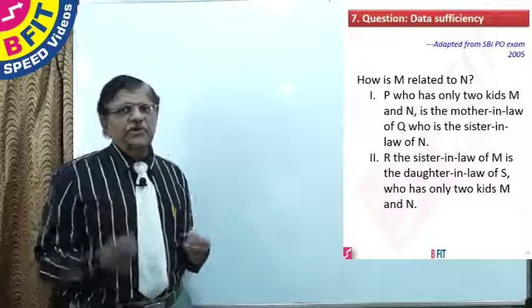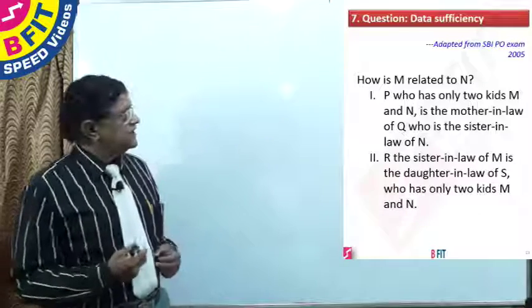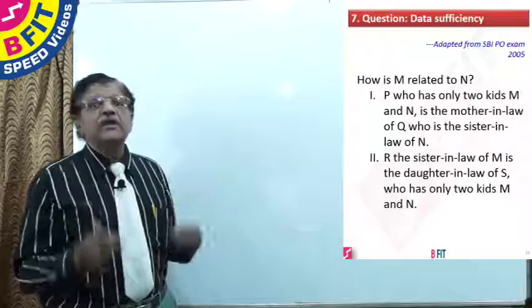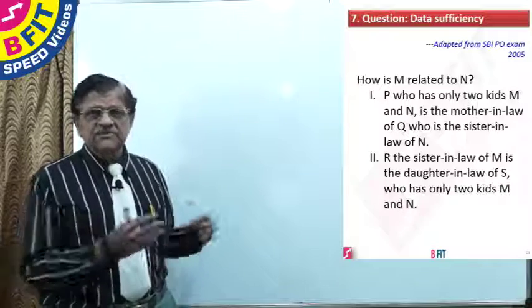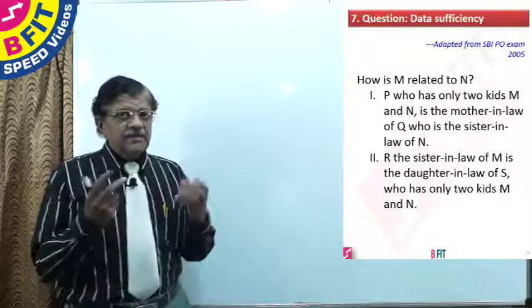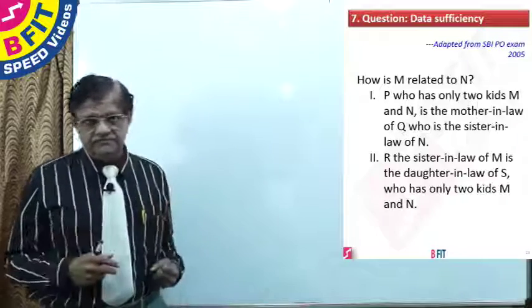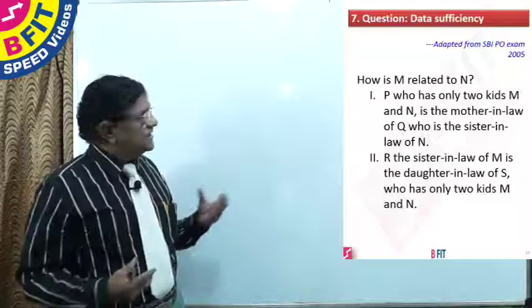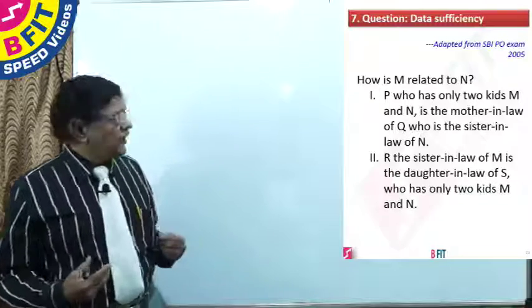Now I have told you in the blood relations class itself that "How is M related to N" means how M will be called by N. That is how we have to paraphrase. And what is the data? The variables in the question are M and N. So let us find out what is the data that is available in statement 1.